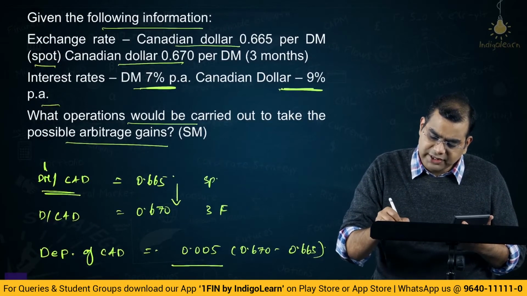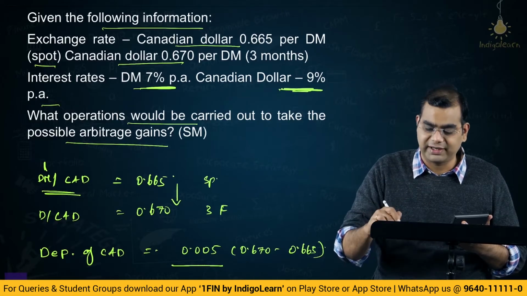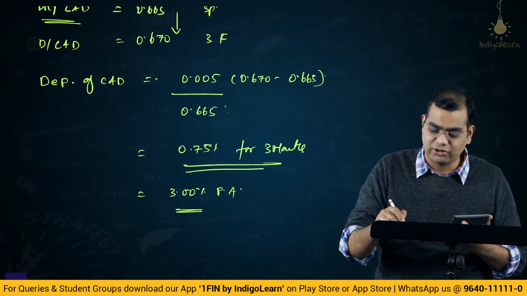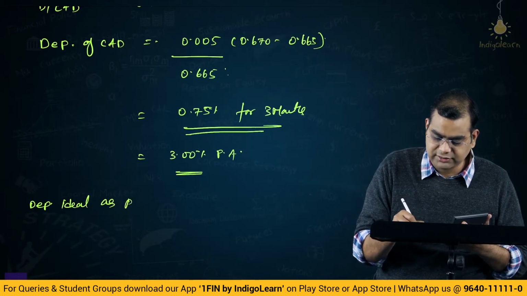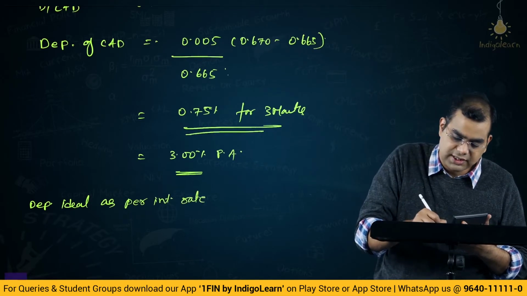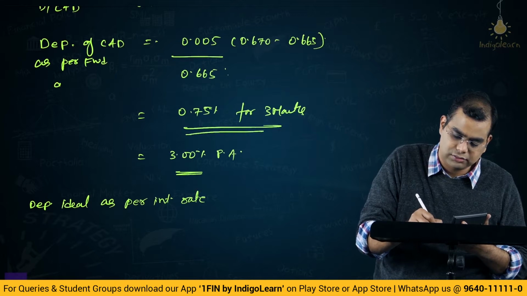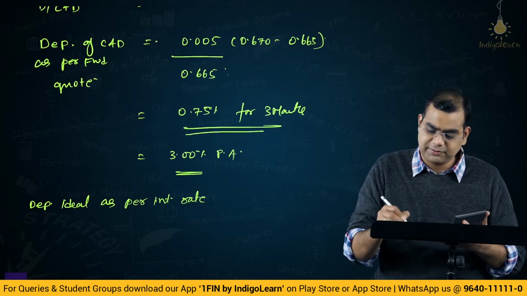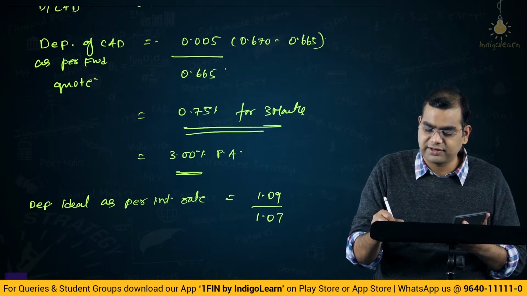Whereas, how much should it depreciate by? Please don't say 9 minus 7 is 2. That is a very, very rough method. As students of finance, you cannot say that. Depreciation ideal as per interest rates, versus this as per forward quote. As per interest rate it is 1.09 divided by 1.07 minus 1.